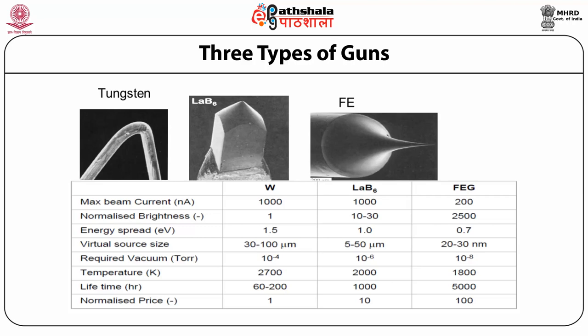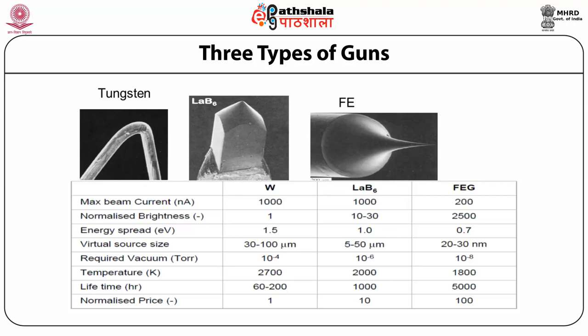You see, brightness, if we normalize it, then in the case of tungsten, if it is 1, LaB6 is 10 to 30, and in FEG it is 2500. So brightness is very, very high in the case of FEG. Therefore, this is very good in terms of brightness.